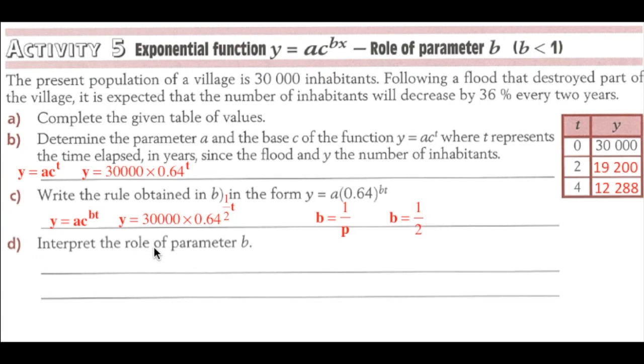D, interpret the role of parameter b. b is the number of decreasing or increasing, like in this case it's decreasing, but it's the number of decreasing or increasing periods per unit of time.